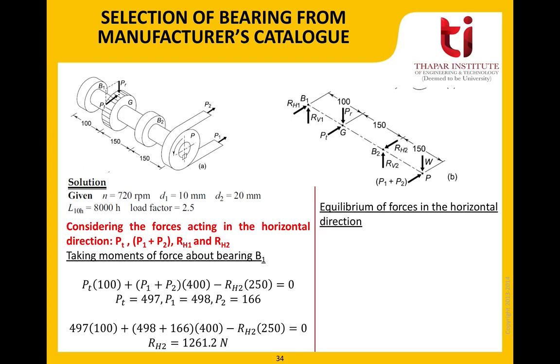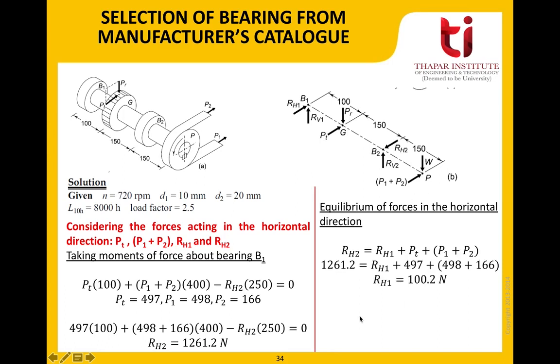1261.2 Newton. Now for equilibrium of the forces in the horizontal direction, we can write RH2 is equal to RH1 plus PT plus P1 plus P2. So we can evaluate RH1 as 100.2 Newton from this equation. So we have evaluated all the support reactions in the last two slides.